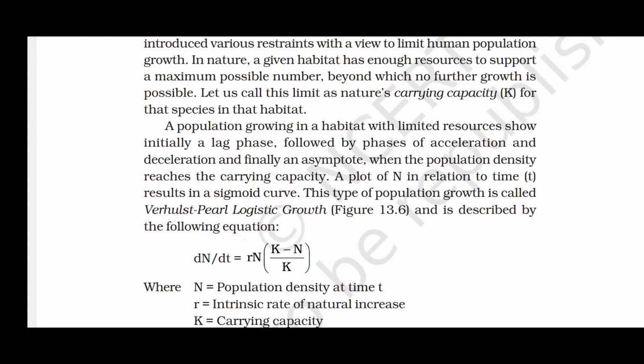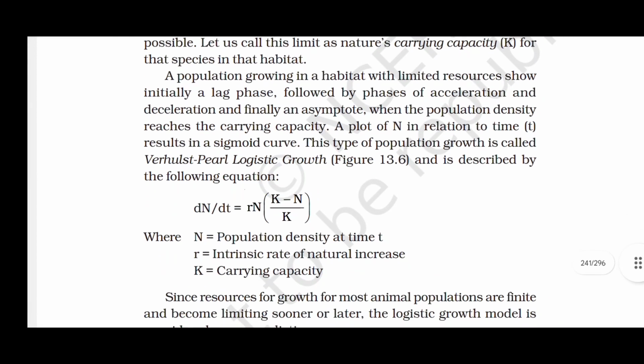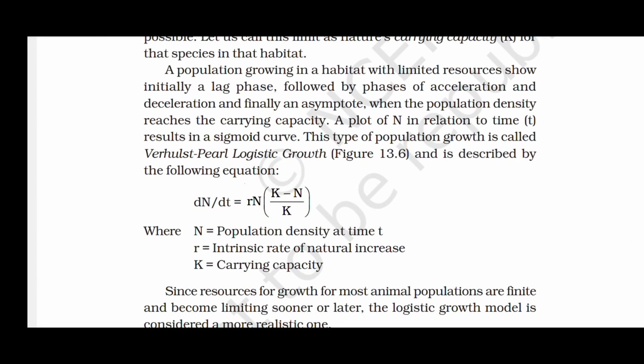A plot of N in relation to time t results in a sigmoid curve. This type of population growth is called Verhulst-Pearl logistic growth, figure 13.6, and is described by the following equation.